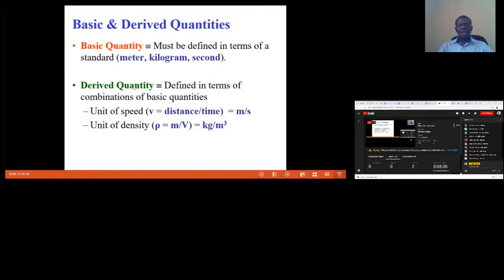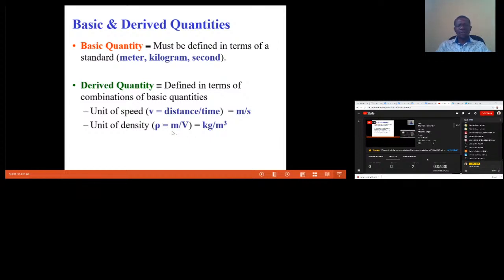Now, derived units are a combination of these basic units, and the easiest way is to derive them from a formula. If you know the formula, the formula will always be a combination of these basic units. So for instance, velocity is equal to distance over time. We know that formula. So distance is a basic quantity, so it is measured in meters, and then time is also a basic quantity. It is measured in seconds. So when you combine those, then you get the derived unit.